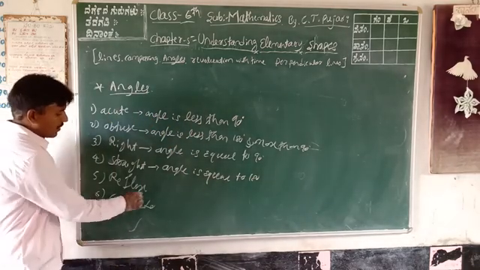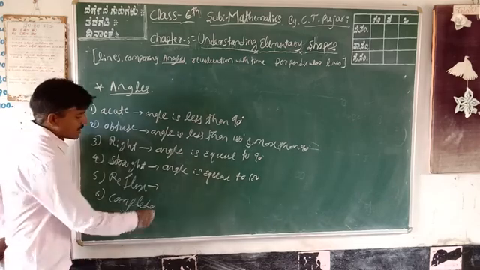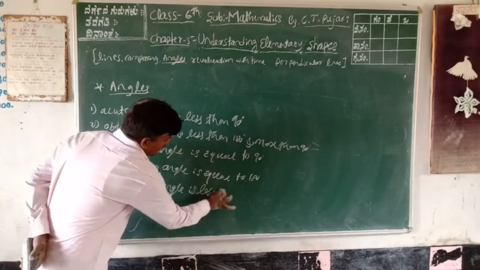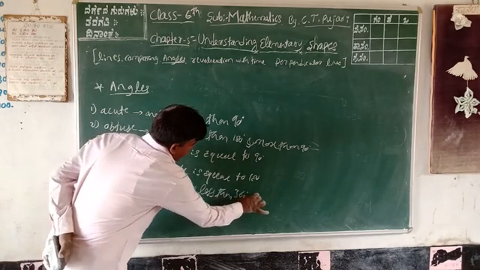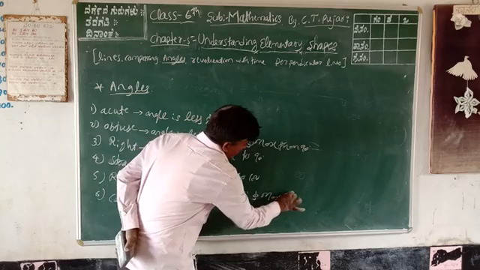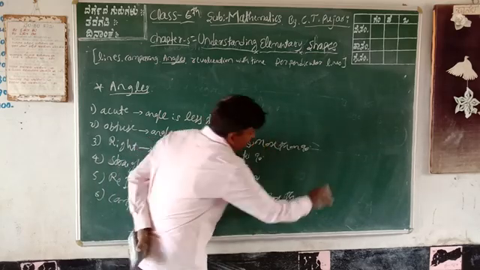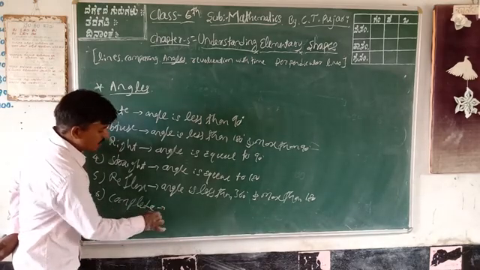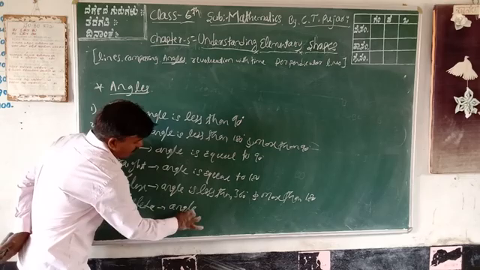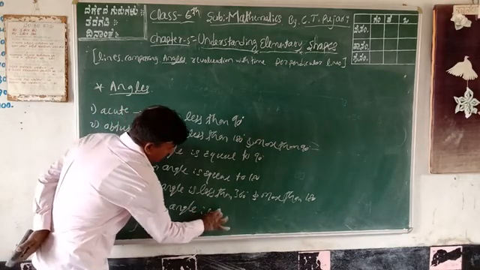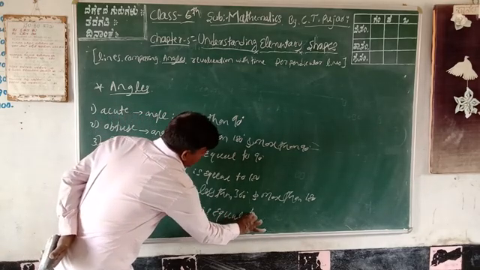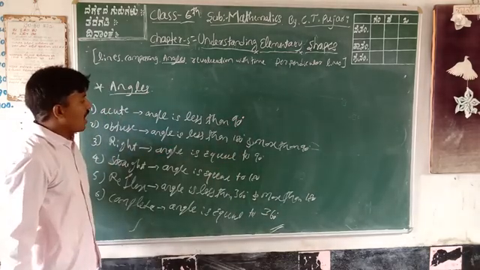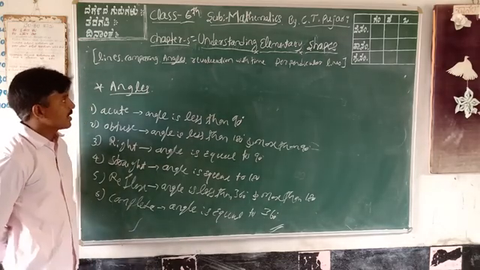What about next? Reflex angle. A reflex angle is an angle more than 180 degrees and less than 360 degrees. What about a complete angle? A complete angle is exactly equal to 360 degrees. These are all the angles.